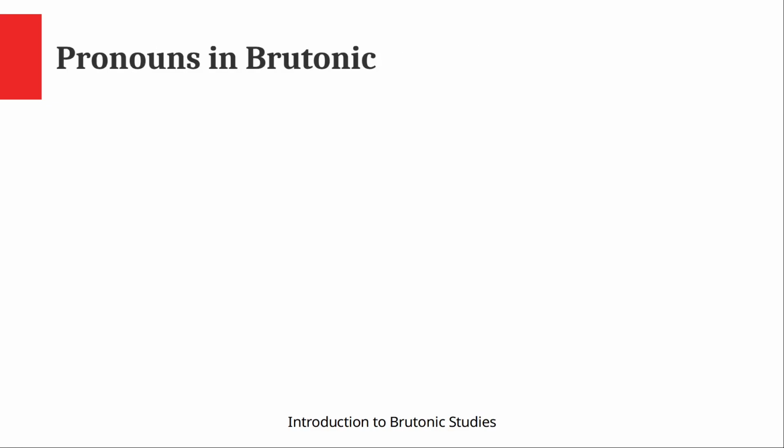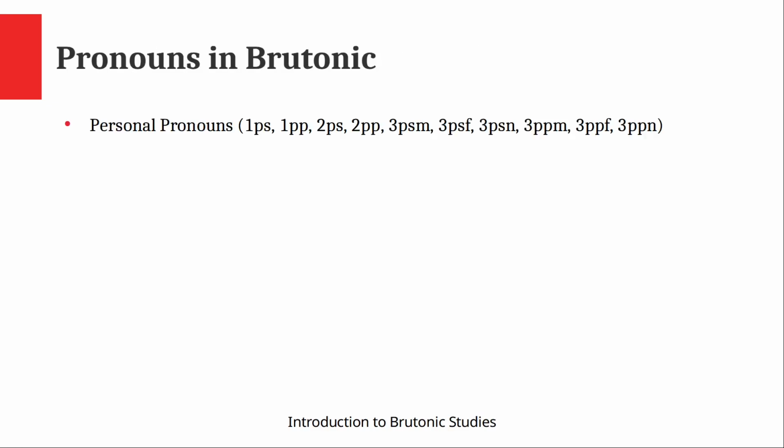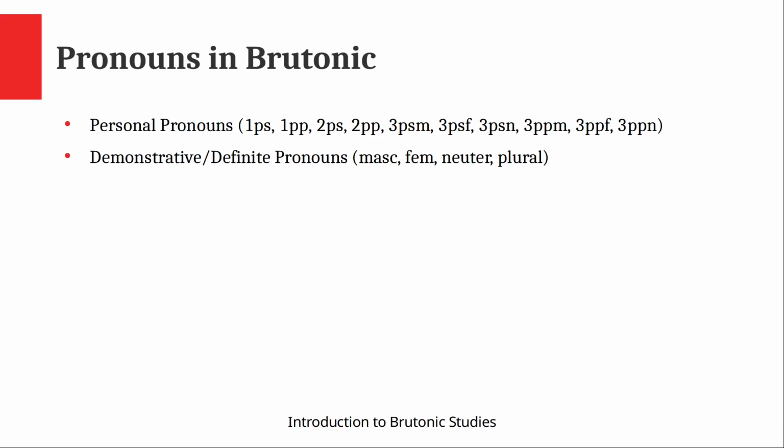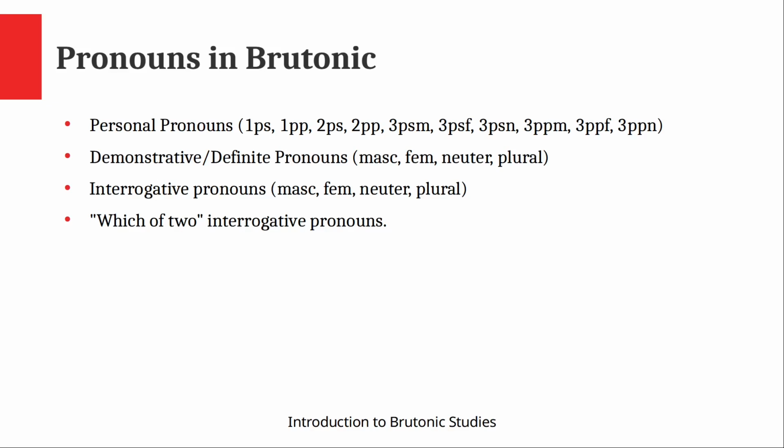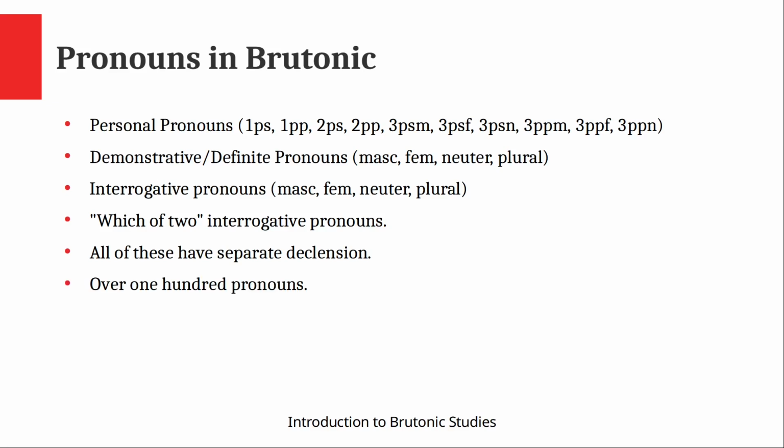Brutonic has a very robust pronoun inventory. In addition to personal pronouns, inflecting for number and gender, Brutonic has a set of demonstrative pronouns that also function as definite articles, and a variety of interrogative pronouns, including a separate pronoun for choosing from two different options. And all of these inflect based on declension. All told, there are over 100 different pronouns which you will need to memorize for this class.